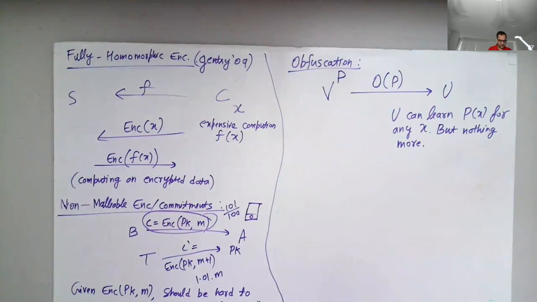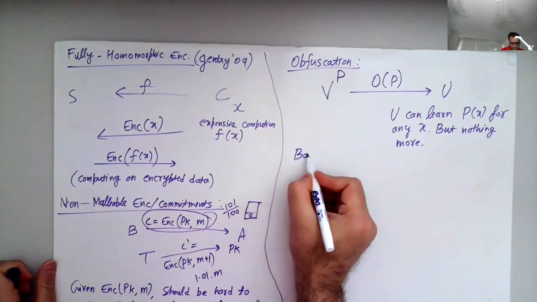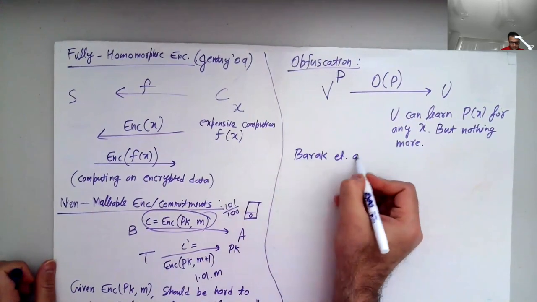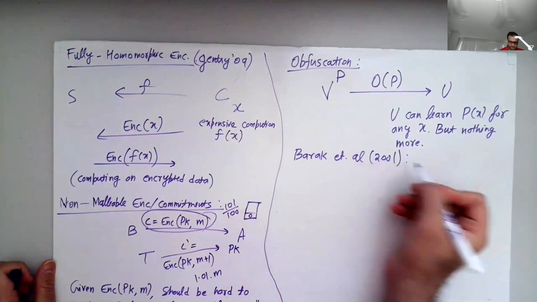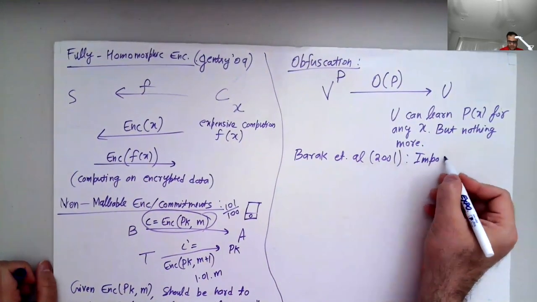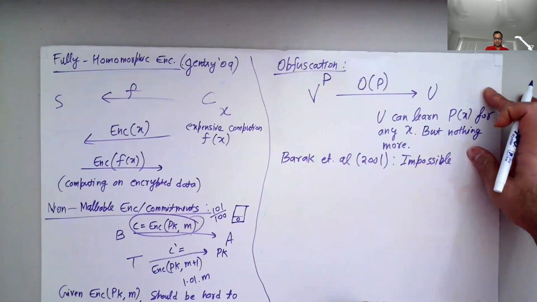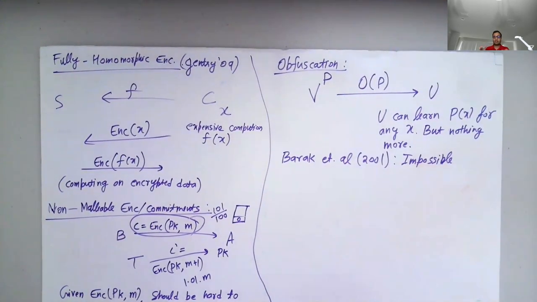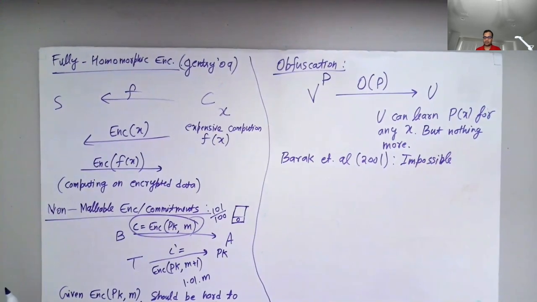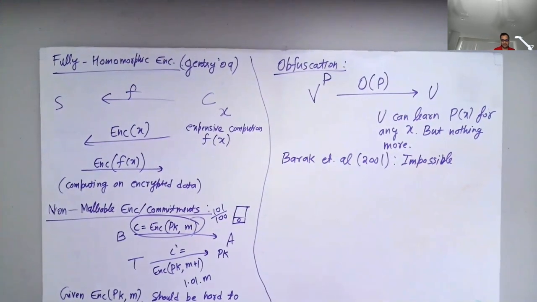In fact, there was a paper of Barak et al. This was in 2001, which showed that program obfuscation is impossible. In particular, this sort of intuition which I'm talking about, that giving the program to you is similar to giving an oracle. You can query the oracle, you can get the response, but nothing about the code. This type of definition is impossible to realize unconditionally. So that was very negative, and in fact we didn't really have any good positive result on program obfuscation for a long time.